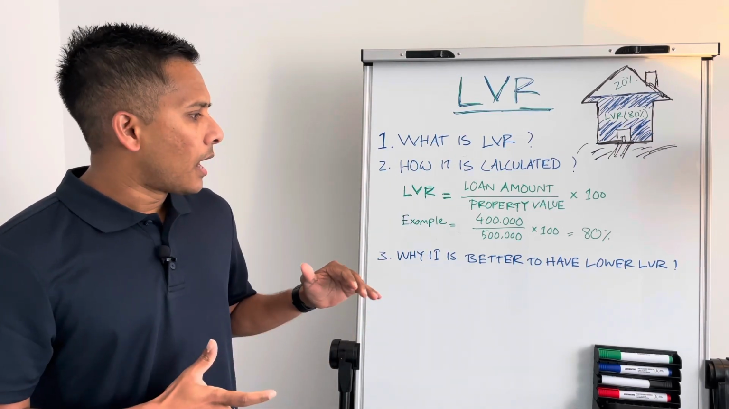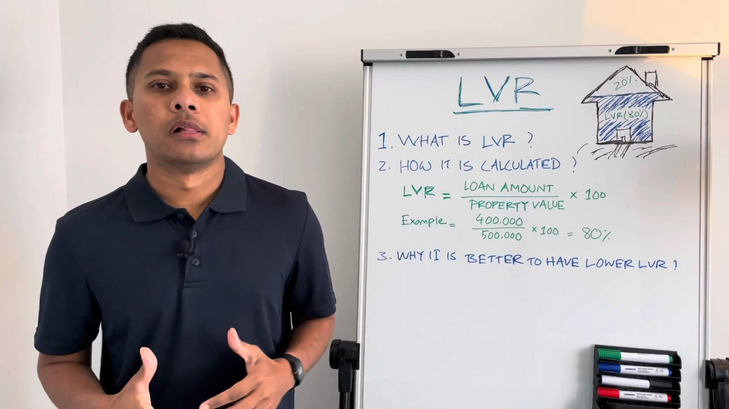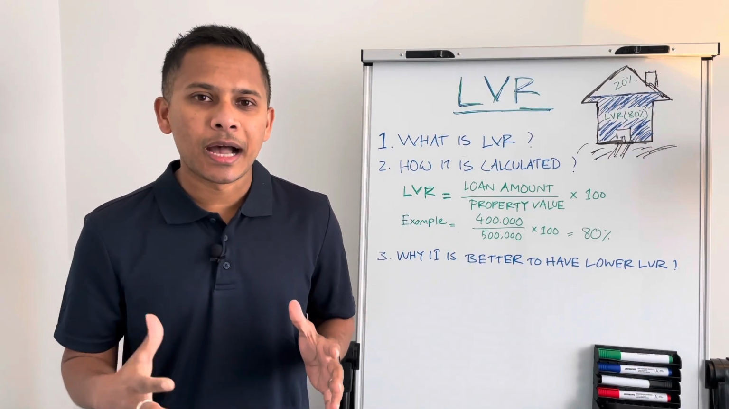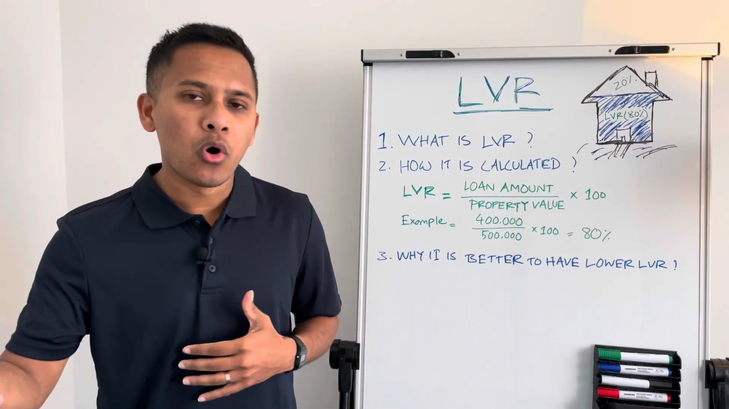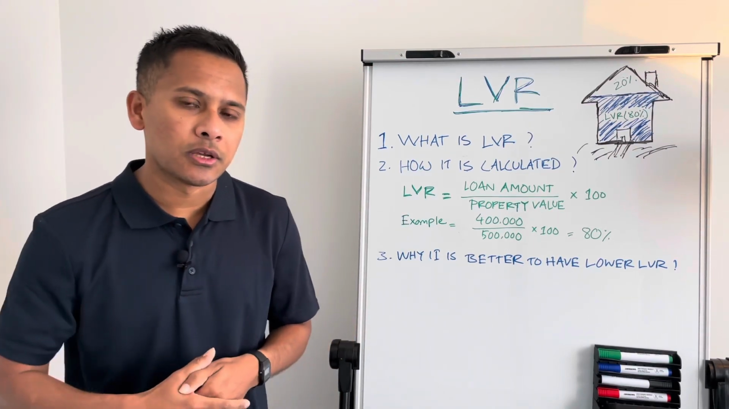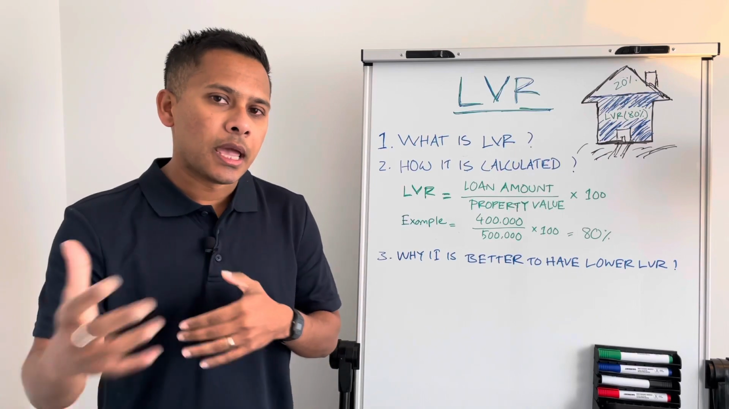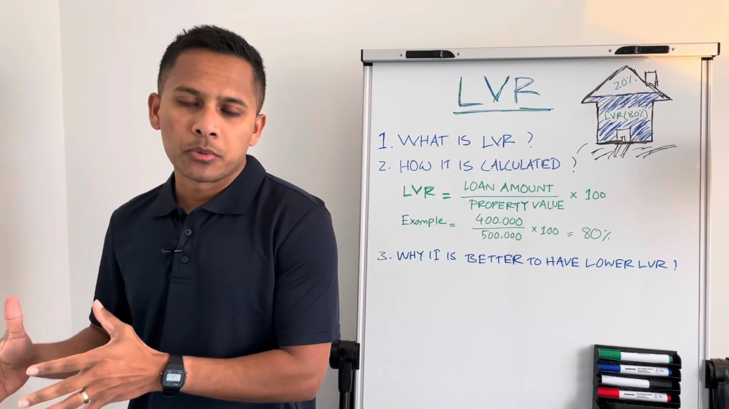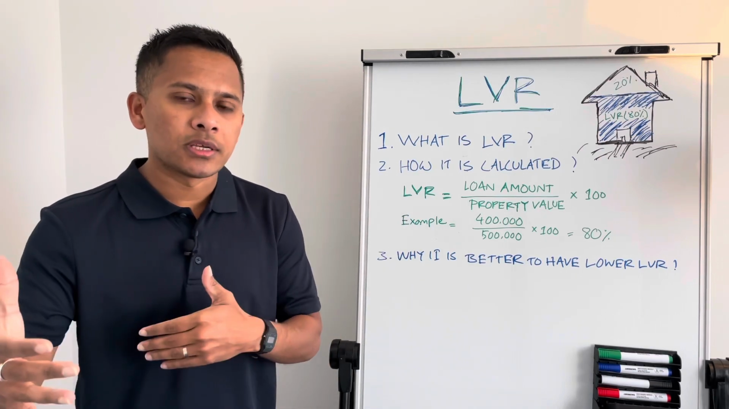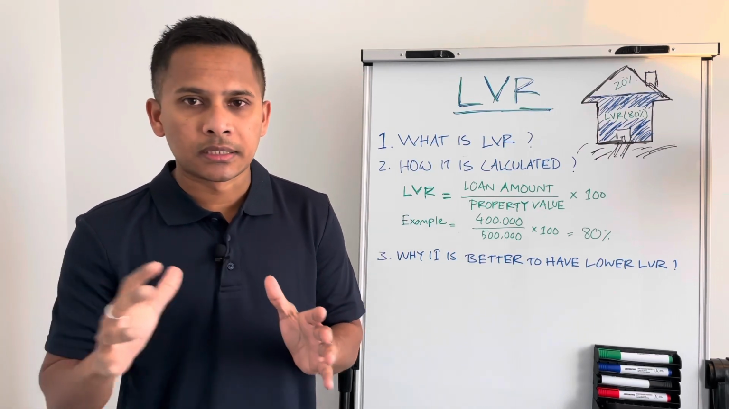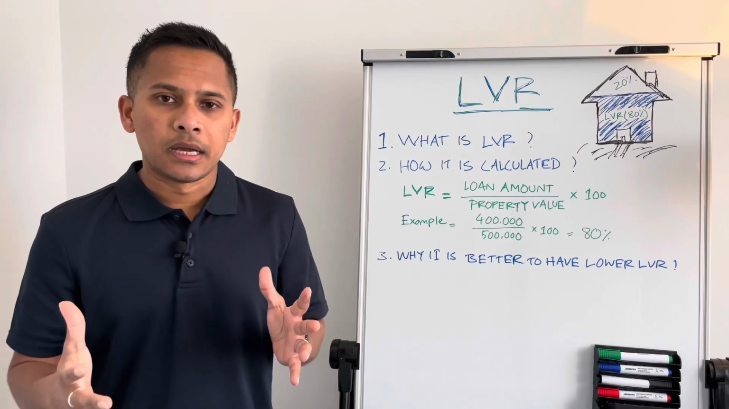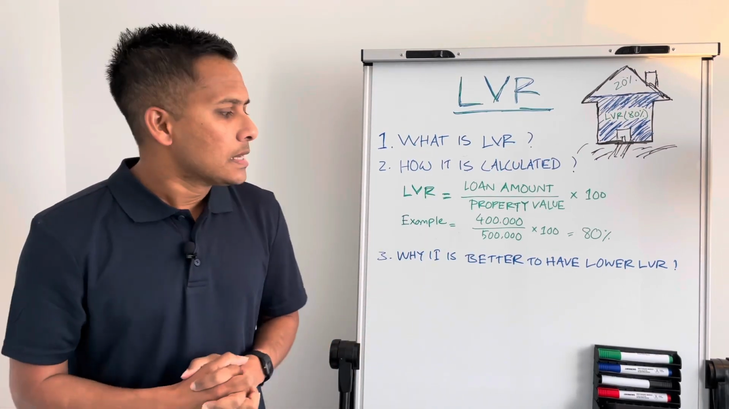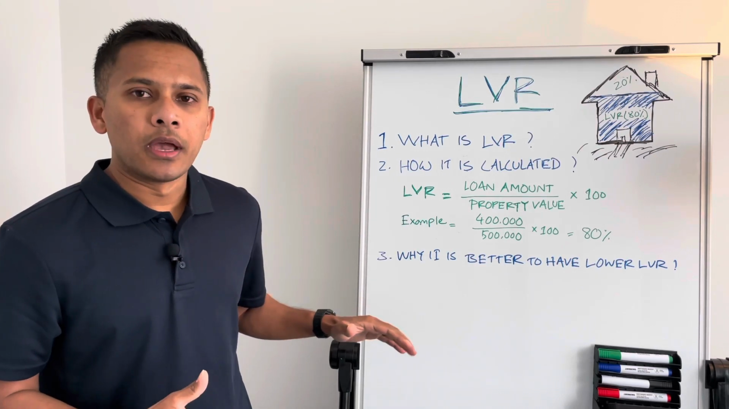Now, how do you get a lower LVR? Obviously, the common sense answer is you need to save a bit more towards your deposit, so that you can contribute more and have your LVR less than 80%. Or the second option is you could look to purchase a property at a reduced price, or a lower purchase price, to have that lower LVR.